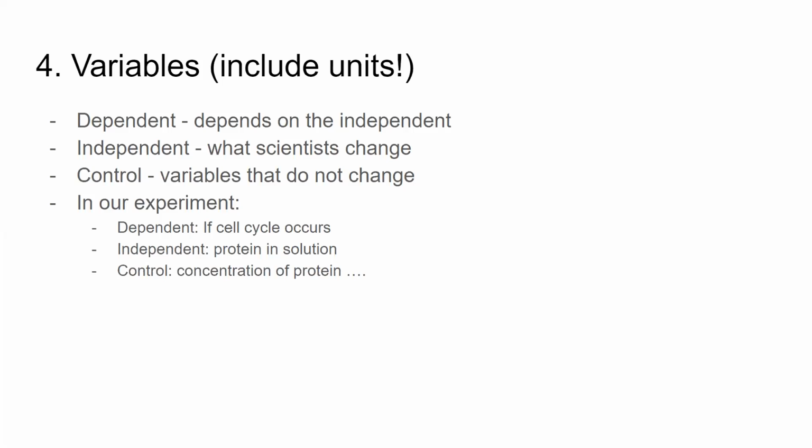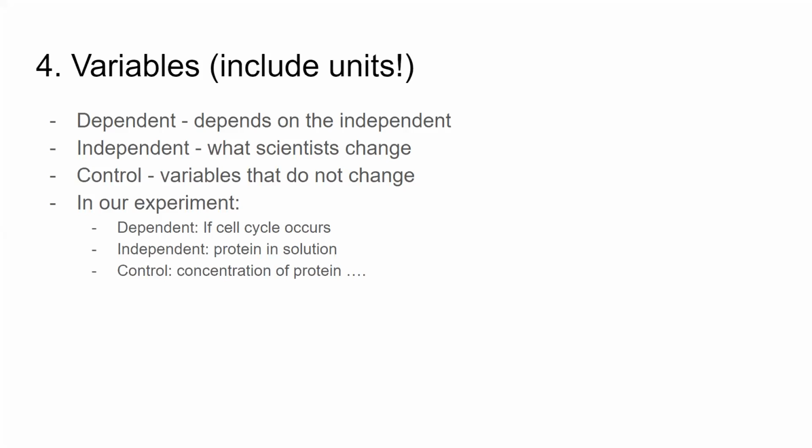So for example, in our experiment, our control could be the concentration of the protein. If we keep this standard throughout all of the proteins, then we know that if one protein is in a really, really high concentration, it's not going to have weird effects compared to another in a really, really low concentration. So these are things you just want to keep standard to make sure they won't affect the outcome of your experiment. Those are control variables.